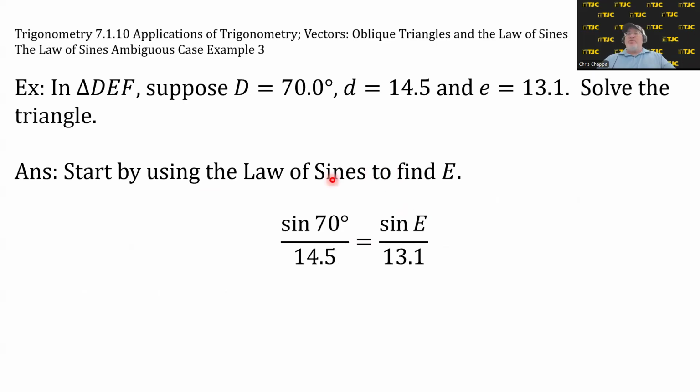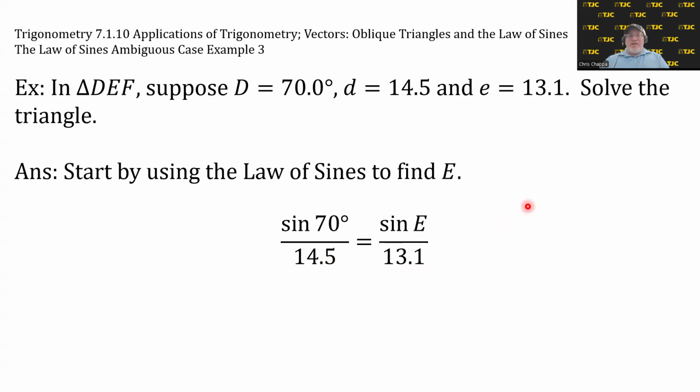So let's start by using the law of sines to find angle E, which makes sense. We know the complete angle-side pair for D. We know half of the angle-side pair for E. Sine of D over D equals sine of E over E. Sine of 70 degrees over 14.5 equals sine of E over 13.1.